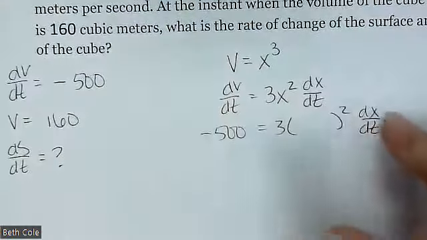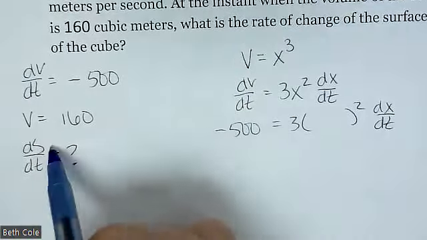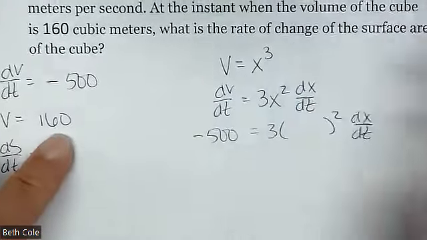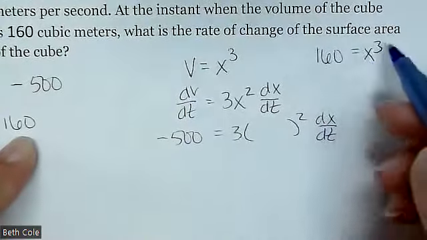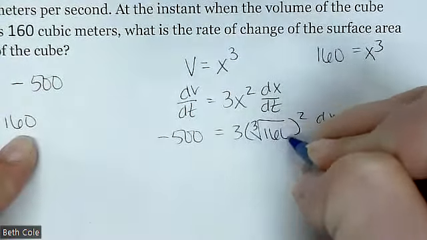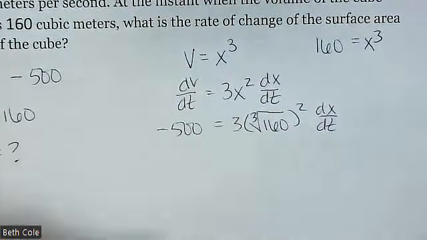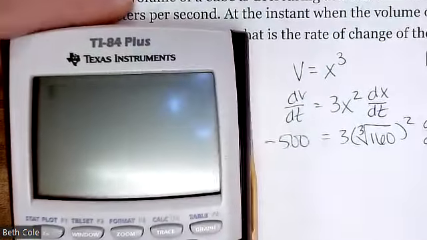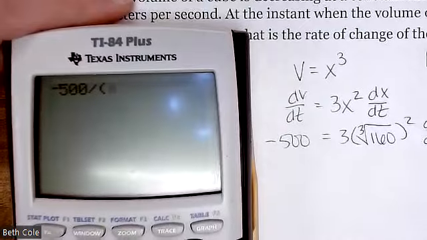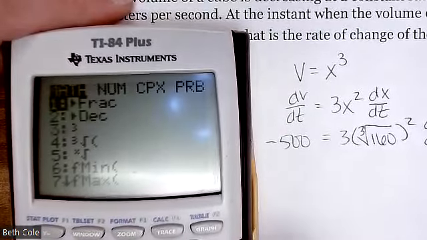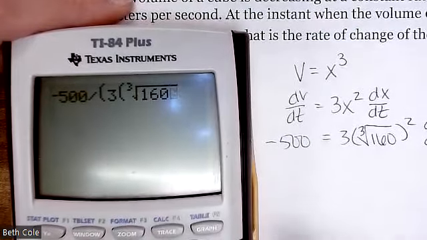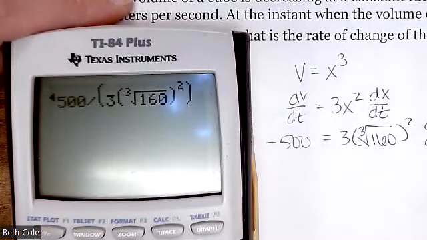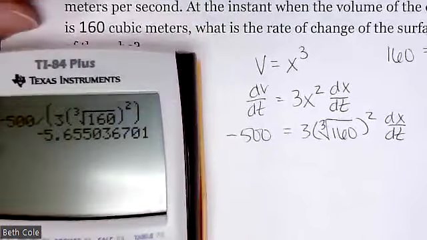So again, we're going to solve this first problem, get dx dt, and then we're going to use that to answer the surface area question. So if you're missing something, you go back to the original relationship. Our volume is 160 equals x cubed. And actually, you would just cube root that. So I'm just going to put cube root of 160. You could type it in and get a decimal as well. And then to get dx dt, you're going to divide all that over. So it is going to be negative 500 divided by 3, and then cube root of 160 squared. So we're doing negative 500 divided by all of that. So this is our dx dt.